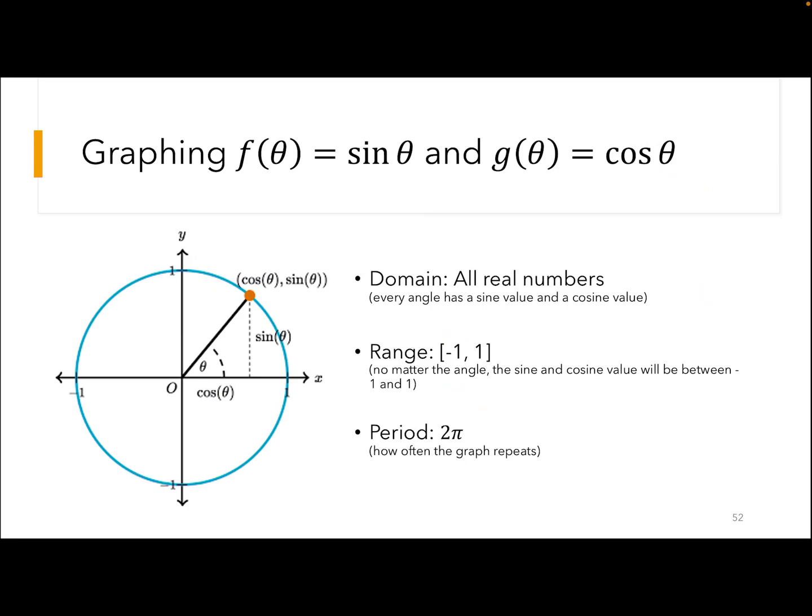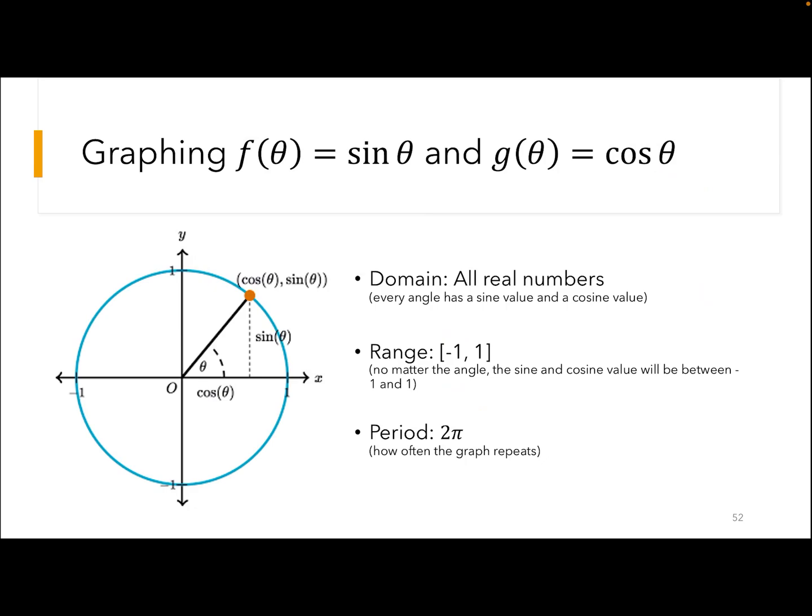So first, both sine and cosine are defined on the unit circle. The domain for both sine and cosine is the set of angles that give us a sine or a cosine value. So you can see on a unit circle, since the circle is continuous, every angle is possible. So the domain is all real numbers.